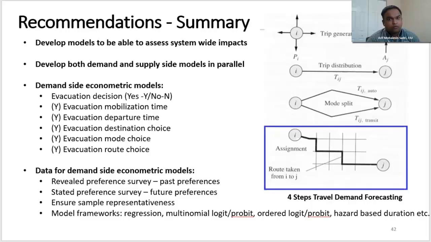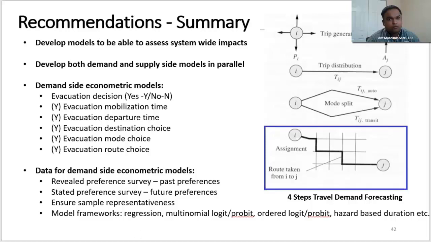In many of our evacuation studies, we have found that if we don't have representative data, if we cannot capture the variation of the needs of the people in the population, the model you develop might not be applicable. So we have to be very careful about the sample representativeness.